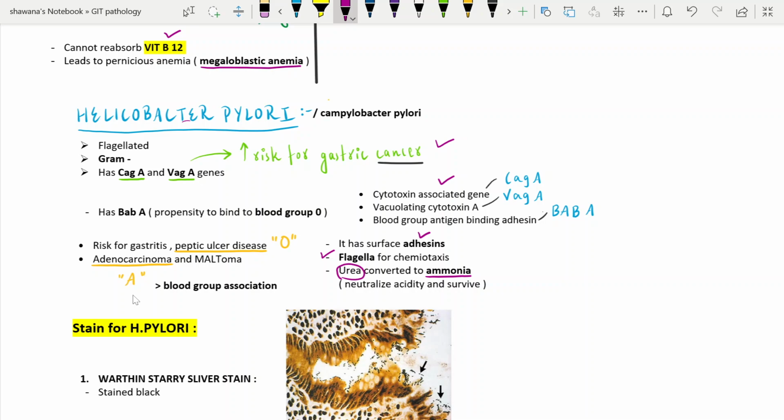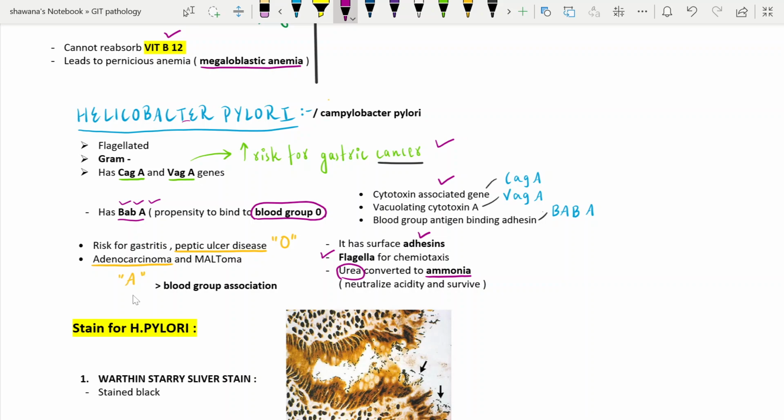gastric cancer. Also, an important molecule which is present in H. pylori is BabA. What is BabA? BabA is the blood group antigen binding adhesin. Okay, blood group antigen binding adhesin, and it has a propensity to bind to blood group O. What does it mean? It means that patients who have blood group O are more susceptible to the development of gastritis, right? They have a lack of blood group association in them.